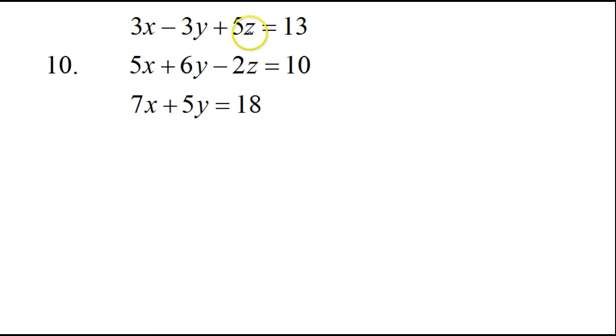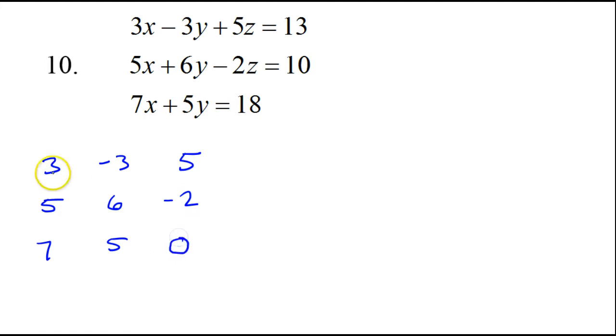So looking at the first three variables, I see 3, -3, and 5. So I'm going to go ahead and write 3, -3, and 5. And then looking at the next row, I've got 5, 6, -2. Looking at the third row, I have 7, 5. Well, I have x and y. There is no z term, so it must be a coefficient of 0. This is our coefficient matrix.